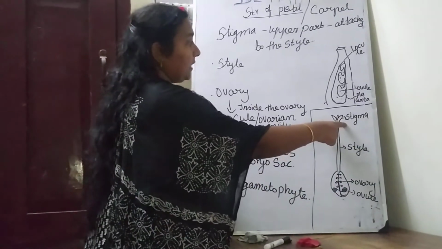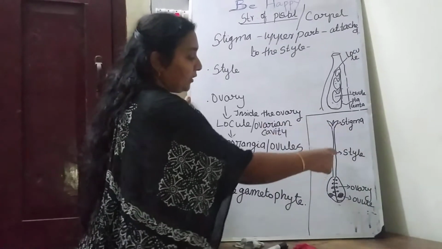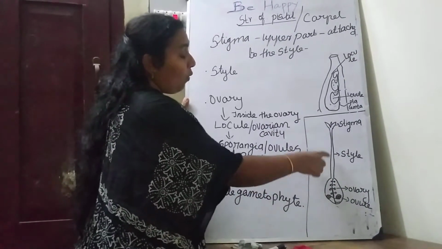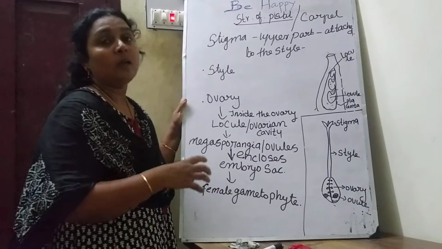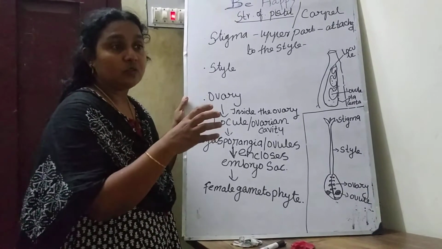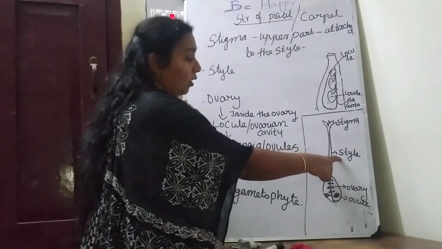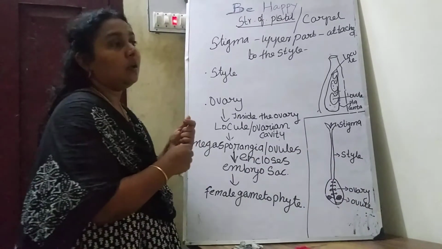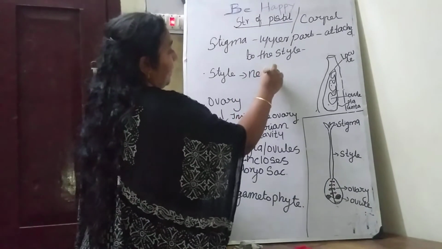Stigma is the upper part of the pistil. It is attached to the style. What is the main function of the stigma? It receives the pollen grains. And the next part is the style. It is the neck part of the carpel.